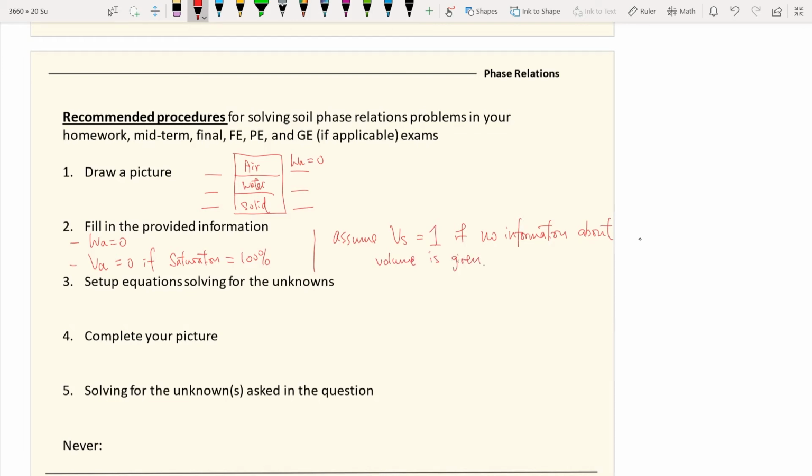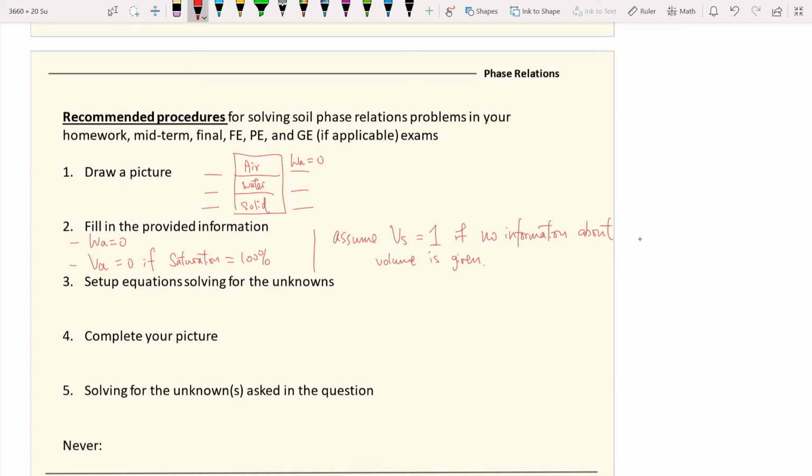So we talk about this because the phase diagram is like a scale. If the volume is not fixed, then the scale is up to you, and you will be smart. You will choose the volume of solid equals to 1. That will make your life much easier. So that's the part you can do on the second step.